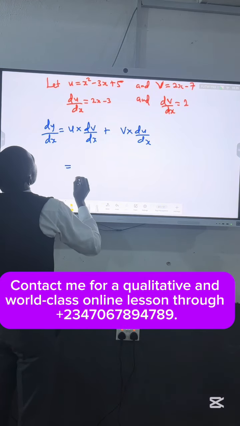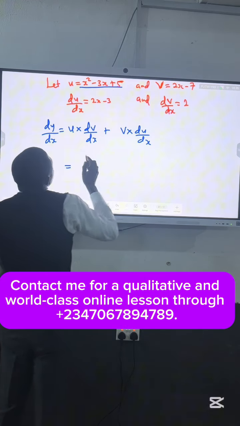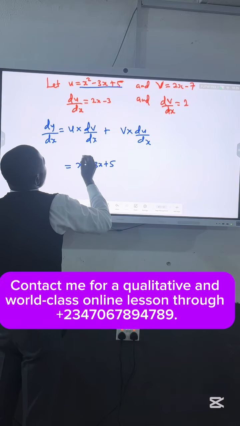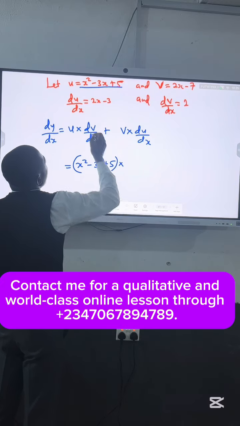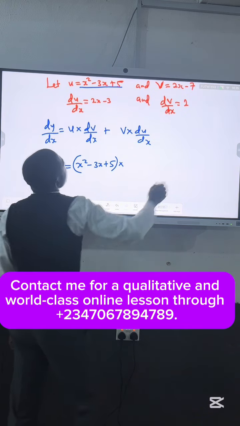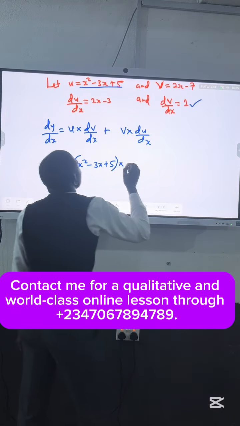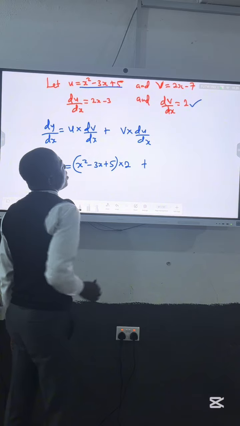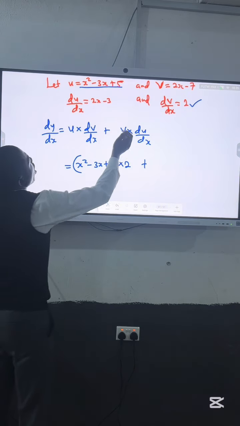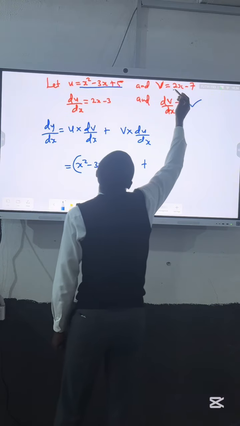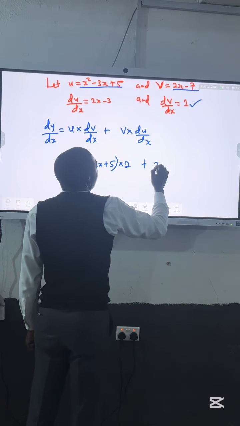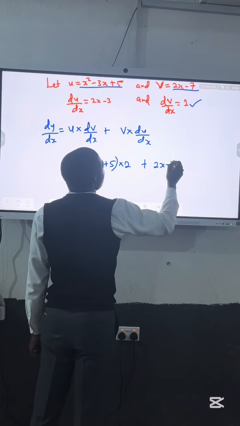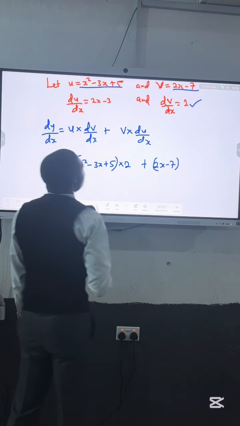All right? So what is u? U is the whole of this expression. Go and fetch it. You have x squared minus 3x plus 5 all in bracket, multiplied by, what is dv/dx? The dv/dx is just 2. So you place the 2 here. This addition sign in the formula, mount it here. Now, what's the next? Go and collect your v. V is 2x minus 7. So we have 2x minus 7 as our v.